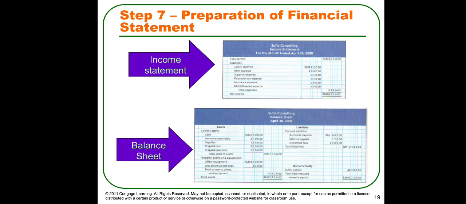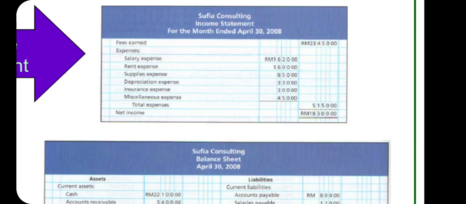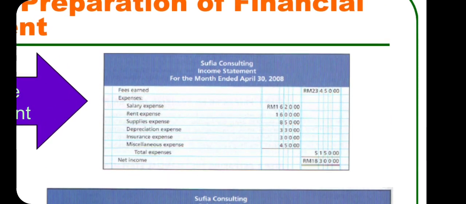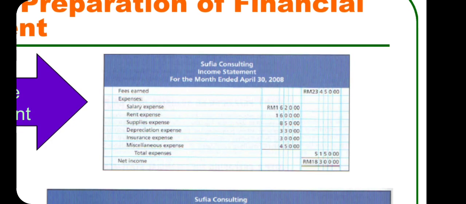So after you have prepared the adjusted trial balance, you have to prepare the income statement. Okay, this is the format of the income statement. The basic formula or format is revenue minus expenses. And then you can calculate the net profit or loss. This is an income statement for a service business.